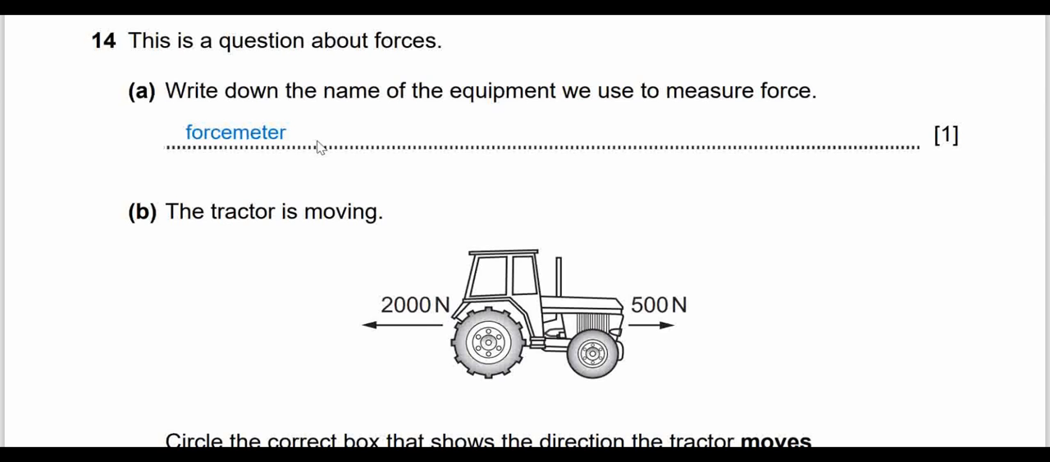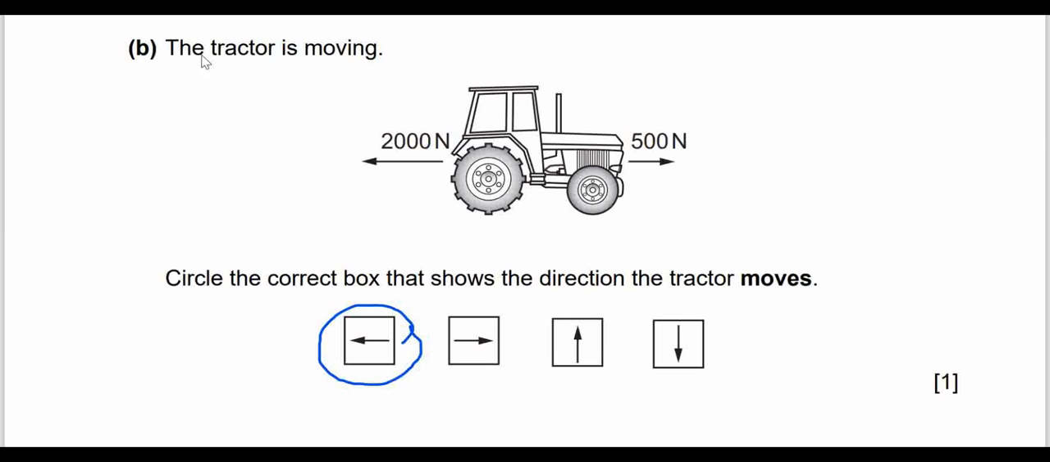Next, we are going to 11B. Here we go. 11B, a tractor is moving. 2000 Newton to the left, 5000 Newton to the right. Circle the correct box.